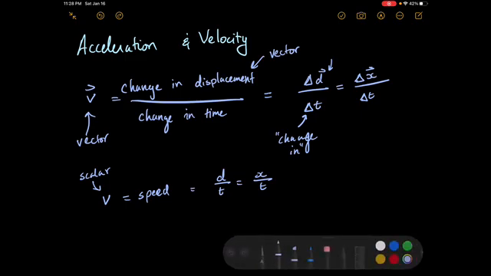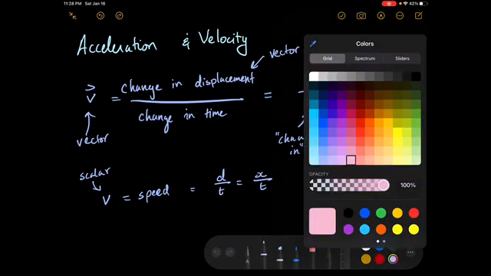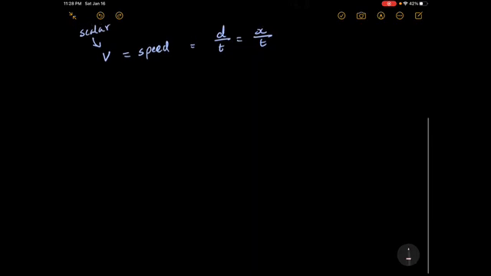Now, acceleration, on the other hand, we also represent with a vector. Acceleration is also a vector, and this is going to be the change in velocity over the change in time. So all this means is acceleration just refers to how much the velocity has changed over some period of time.